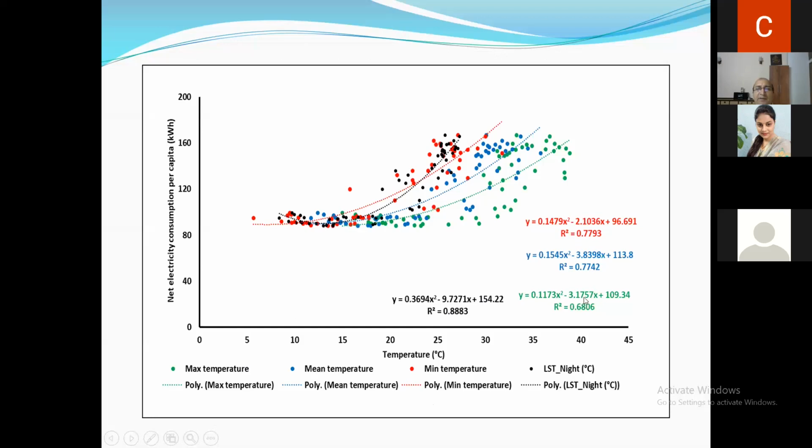The daytime air temperature is still good agreement, but not as high. So the reason why we are getting this slightly less agreement between the ground observation temperature data and the electricity consumption is that the electricity consumption is for entire Delhi, whereas this minimum temperature, maximum temperature is only for the station that we are taking. So that may not be representative of the entire city, but the land surface temperature that we are plotting is for the entire city. So you are getting much better agreement.